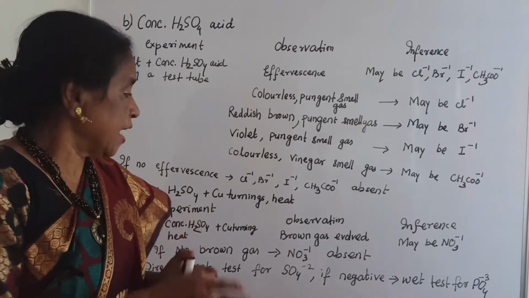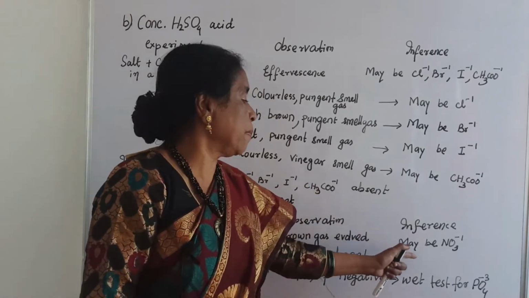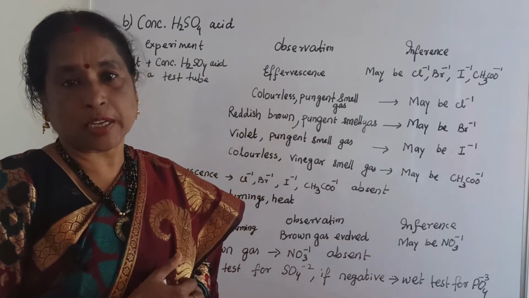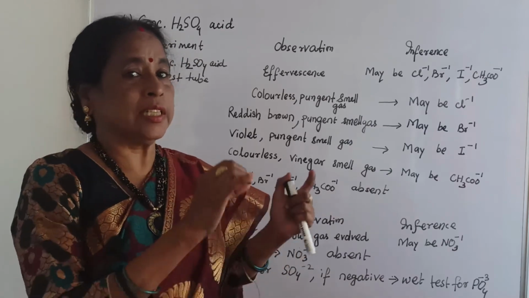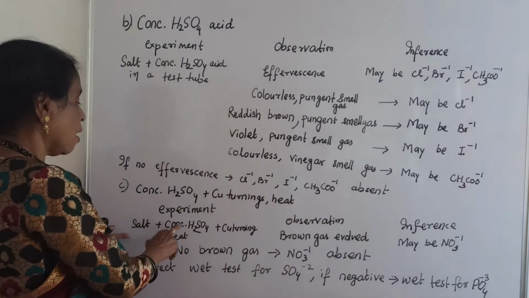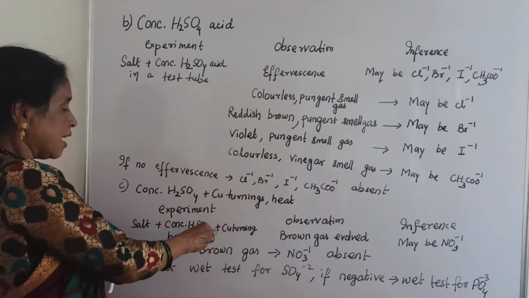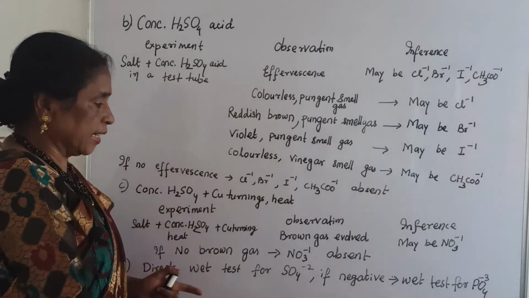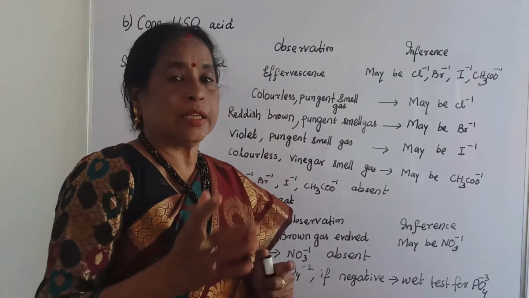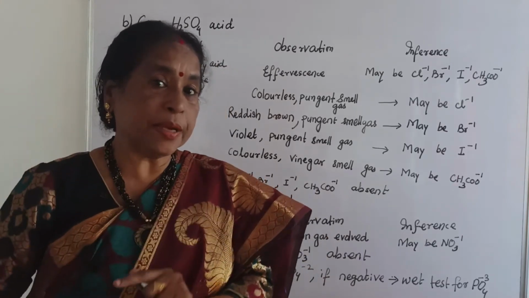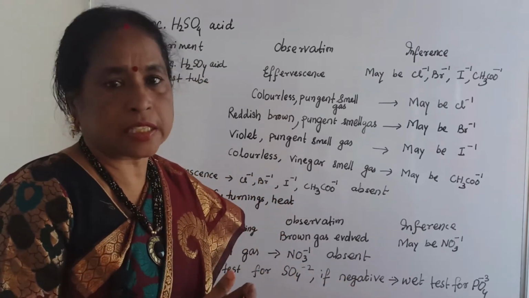When you heat it, if a brown gas evolves, maybe it is nitrate, NO3 minus 1. Unless you do the wet test, the confirmed test, you can't be sure that it is present. So salt, concentrated sulfuric acid, add copper turnings, then heat it. If brown gas evolves, then maybe nitrate, NO3 minus 1. If it is brown gas, it may be nitrate, so you immediately do the wet test of nitrate, that is the confirmed test of nitrate.